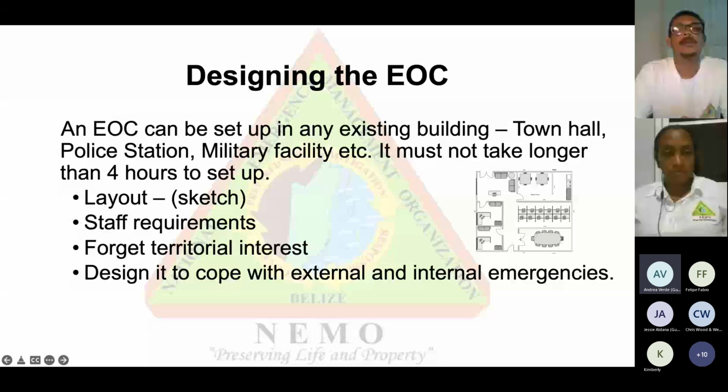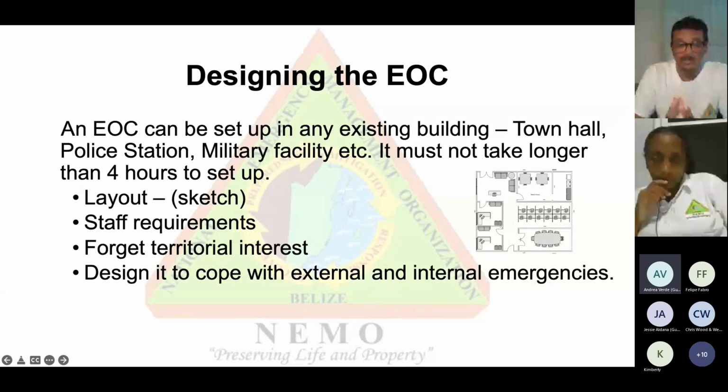All right, designing the EOC. An EOC can be set up in any existing building. Once you have a building that is structurally sound and functional, you can use it as an EOC, right? You can move from one space to the next. There's purpose-built emergency operations centers, and then there's buildings that we just utilize. But the key thing is for us to have some of these amenities in there, right? And that's why we're going through these slides.